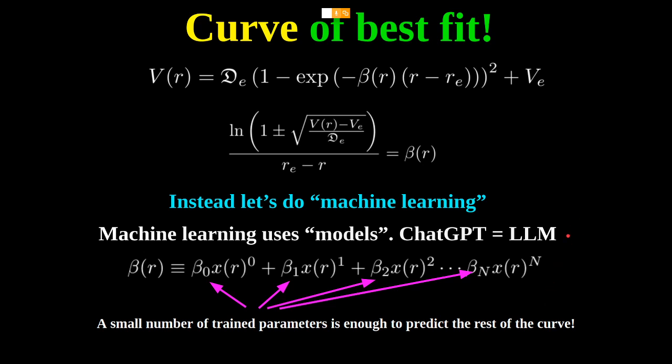These are all just large language models. They're models, okay? So we're going to model beta of R as a polynomial in this case, just this function over here. We have a small number of trained parameters, beta 0, beta 1, beta 2, beta n, these coefficients. A small number of trained parameters is enough to predict the rest of the curve.